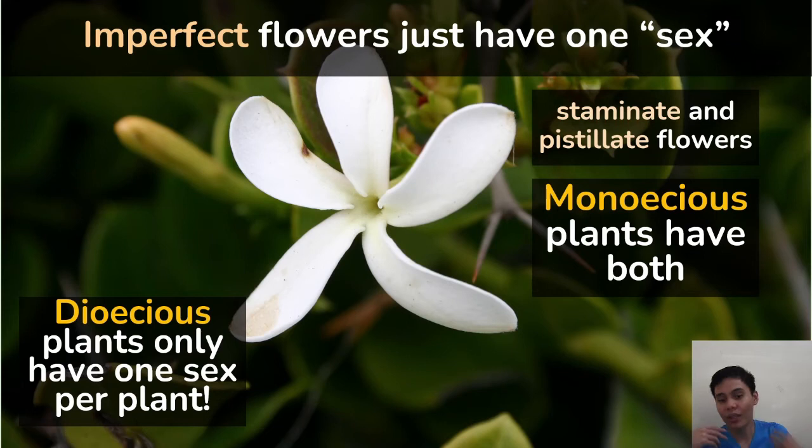So they only have one sex per plant, so you need another plant individual for them to make fruits together. So only cross-pollination for dioecious. The one way to remember is monoecious, it only takes one for it to make fruit, and dioecious, it takes two for it to tango, or perhaps two to mango.